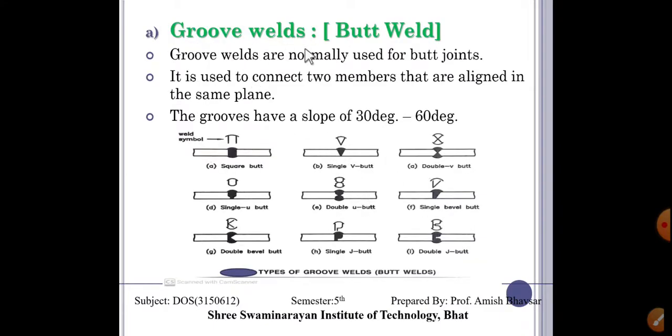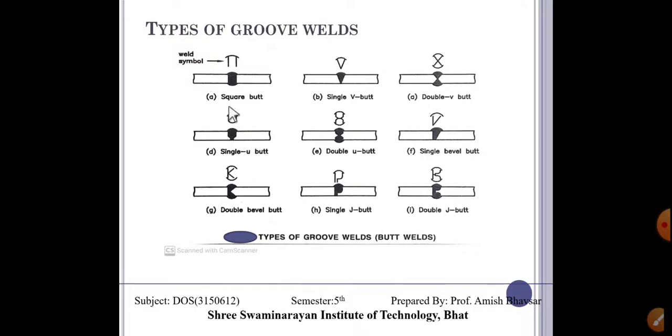Now, these are the types. There are a number of types of groove weld. This figure indicates the different types of groove welds. In the first weld, there is a square pattern. Then single V butt, double V with V generated at top and bottom, single U butt joint, double U butt joint, single bevel butt, double bevel butt, single J and double J butt. These are the groove welding types, and they are used sometimes in particular structures, but majorly we always make the connection by the fillet weld, and this is another type of fillet weld, while this kind of detail is done by the groove weld.